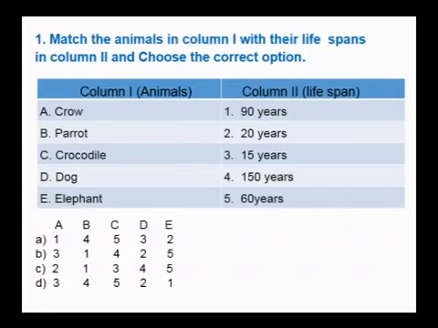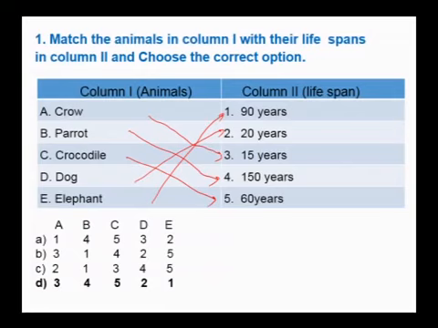Match the animals in column 1 with their lifespan in column 2 and choose the correct option. See, in column 1, the animals are given. In column 2, lifespans are given. So you should know the lifespan of the organisms, then only this question can be easily answered. Crow has a lifespan of 15 years. Next, parrot has the maximum lifespan, around 150 years. Then crocodile has 60 years. Dog has 20 years, whereas elephant is around 65 to 90 years. So this is a match-the-following type of question. Therefore, the answer for this question is D.